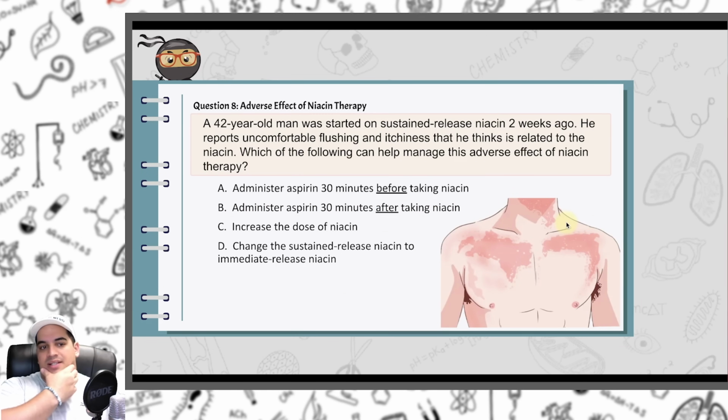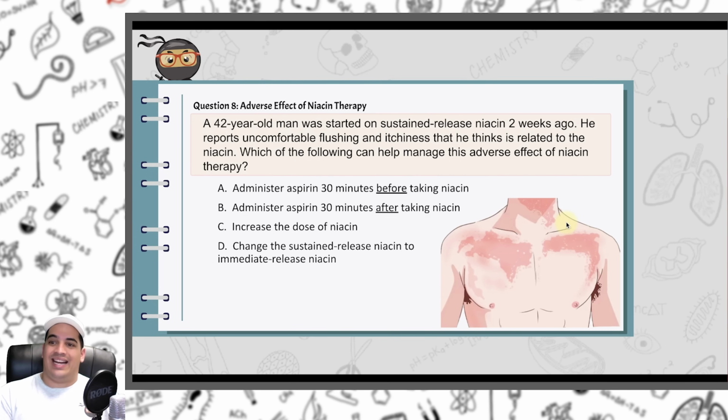Adverse effect of niacin. Okay, so here we go. A 72-year-old male started on sustained release niacin 2 weeks ago. He reports uncomfortable flushing and itchiness that he thinks is related to the niacin. Definitely the case. Which of the following can help manage the adverse effect of niacin therapy? Well, remember, niacin increases prostaglandin synthesis, causing vasodilation, increased capillary permeability, flushing, and redness, as well as pruritus via histamine release.